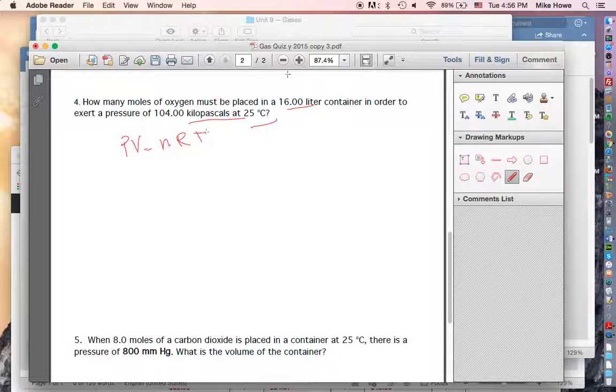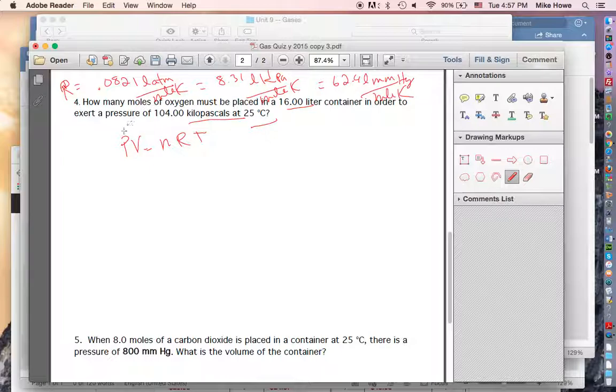Now I need to talk about R values. I'm going to write them up at the top. So R equals one of three numbers. It either equals 0.0821 liter atmospheres per mole Kelvin, or it equals 8.31 liter kilopascals per mole Kelvin, or it equals 62.4 liter millimeters of mercury per mole Kelvin. So they all mean the same thing. They're all equal to each other. The units are different, so therefore the numbers are different.